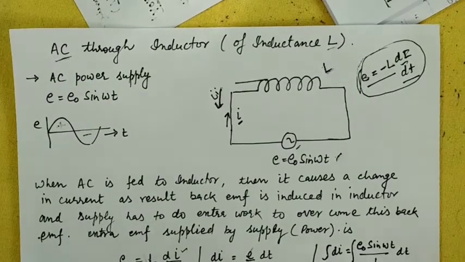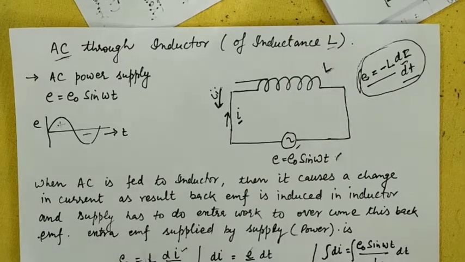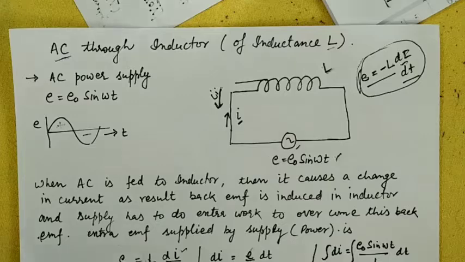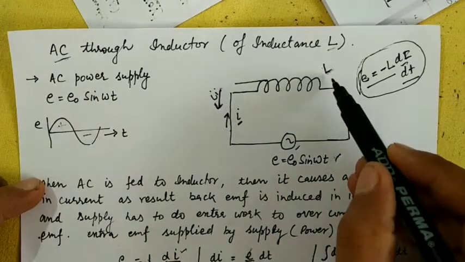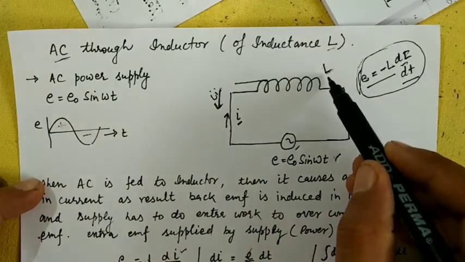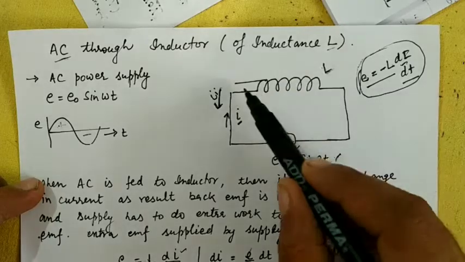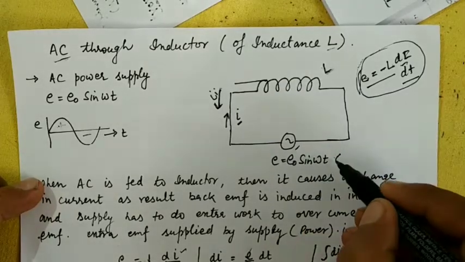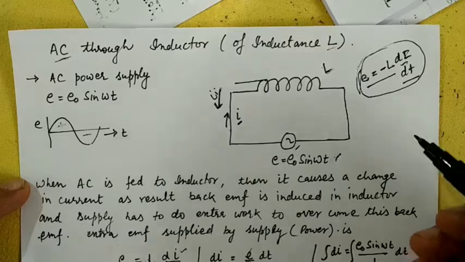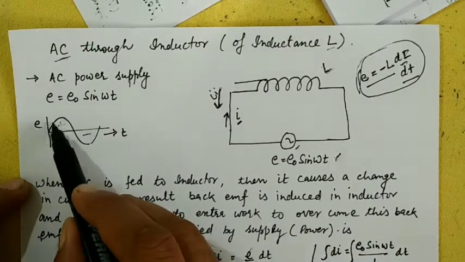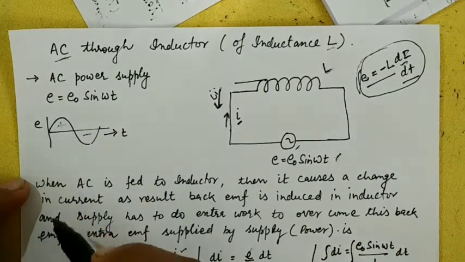In this video, we will discuss how the inductor behaves when AC is fed through it. For that, I consider this is your inductor having an inductance. This is also known as self-inductance, and it is connected to the alternating power supply. The alternating power supply is represented by this sinusoidal graph.